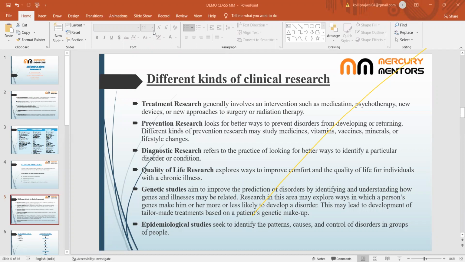The last one here is epidemiological studies. Epidemiological studies means to identify the patterns, cause, and control of disorder in groups of patients. Here we are going to study large populations of people. So that is known as epidemiological studies. All these are the different kinds of clinical research: treatment research, prevention research, diagnostic research, quality of life research, genetic studies, and epidemiological studies.